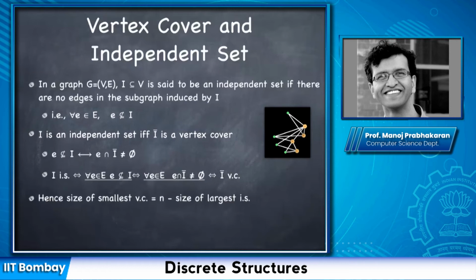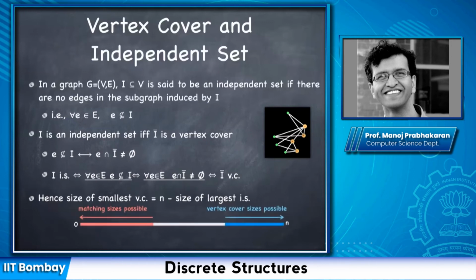So in particular, the size of the smallest vertex cover is n minus the size of the largest independent set. You find the smallest vertex cover, its complement will give you a largest independent set, and vice versa. You find the largest independent set, its complement will give you a smallest vertex cover. And clearly, one problem being hard makes the other problem also hard. Okay. And going back to our picture here, so we already talked about the relation between the vertex cover sizes and matching sizes. And what we just now said about independent sets is a different relation.